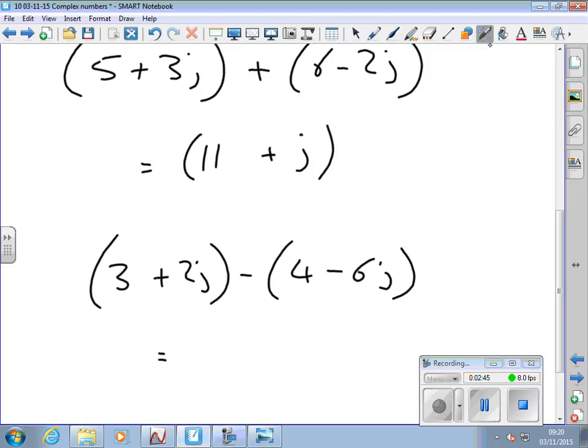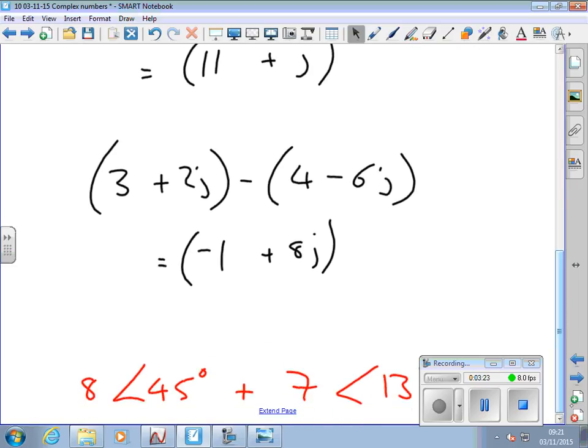So this time I'm subtracting one complex number from another: 3 plus 2j minus 4 minus 6j. Subtract the real parts: 3 minus 4 is minus 1. Just beware of signs. The next one, 2j minus minus 6j, is plus 2j plus 6j, 8j. So that would be those two numbers subtracted from each other. So we can now add and subtract complex numbers.